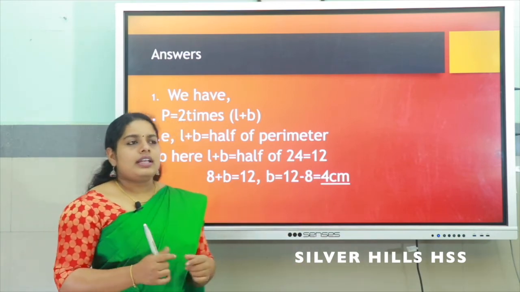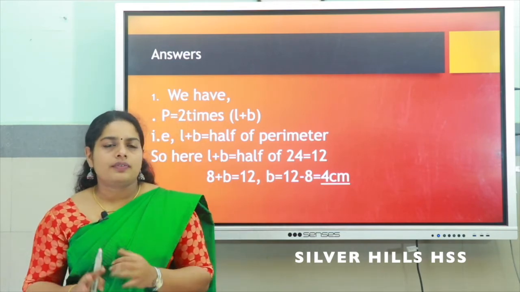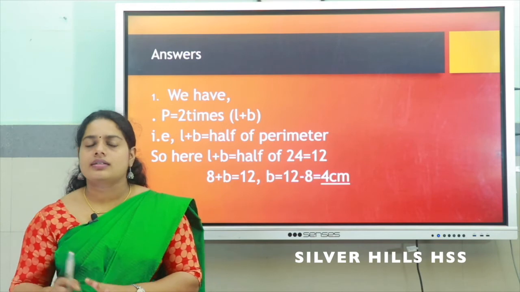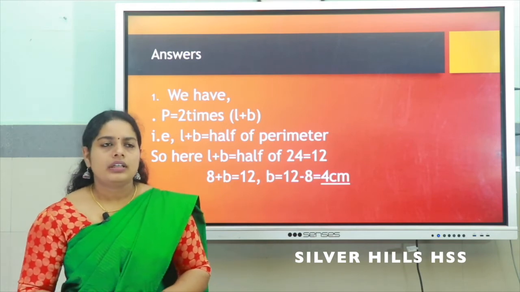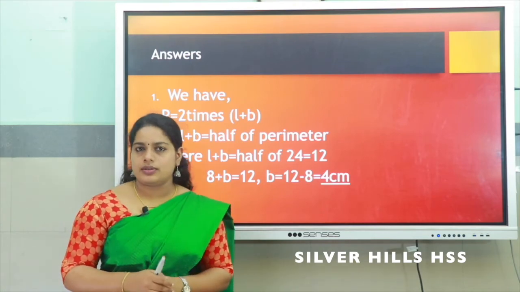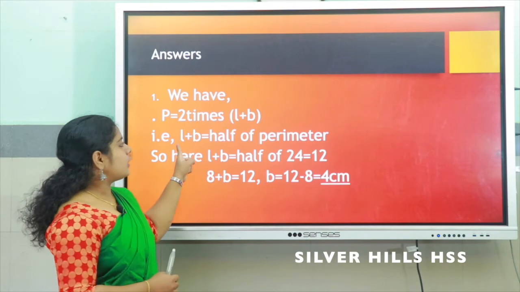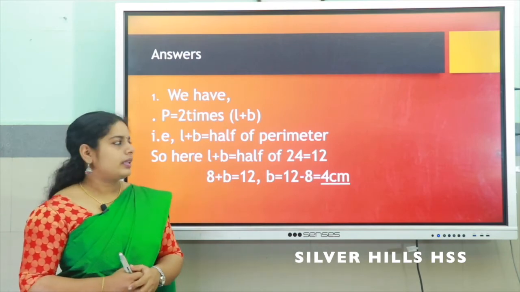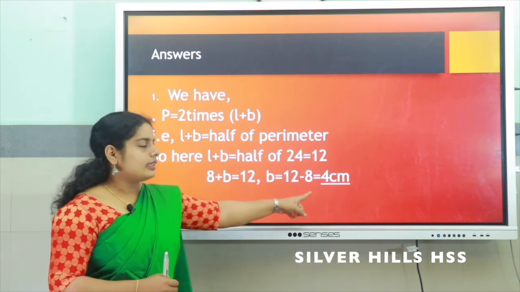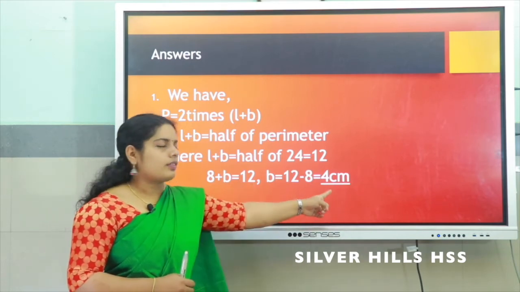So whenever you are given the perimeter and either length or breadth, first what you should write is L plus B is equal to half of perimeter. Then write the half of perimeter, substitute the values and find the one which is asked in the question. So this is very important. L plus B is half of perimeter. So here we got the breadth as 4 centimeter. Length will be 8 and breadth will be 4.